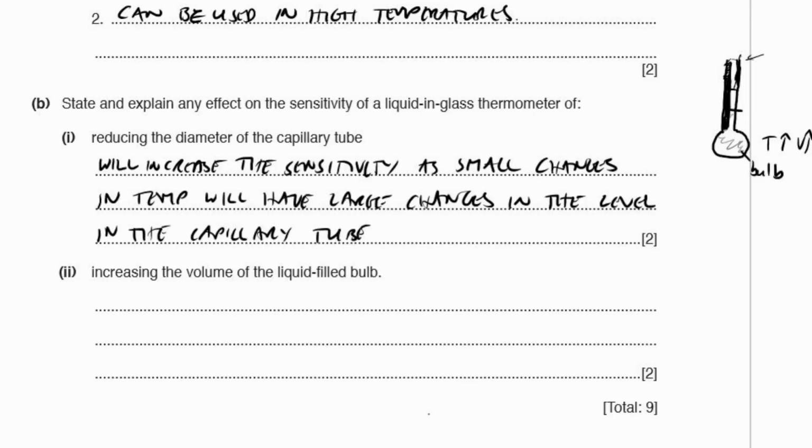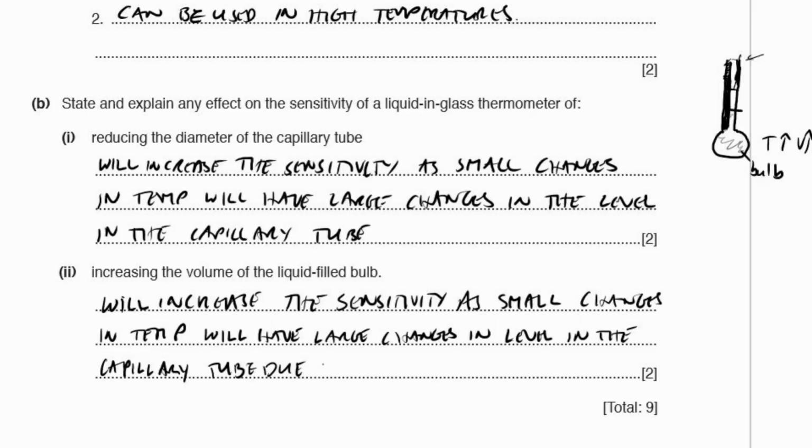And increasing the volume of the liquid-filled bulb has exactly the same effect at the end of the day. The same change in temperature gives the same proportional change in volume, but that means there's a lot more volume changing, which means it's going to travel further up the tube. So it will increase the sensitivity, as small changes in temperature will have large changes in the level of the capillary tube due to large changes in volume.